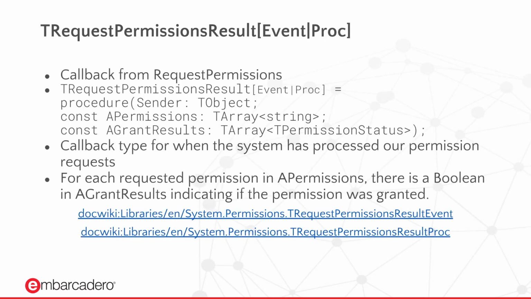This is the permissions result event handler or anonymous method. You're given back an array of permissions, the names of the permissions that you asked for, and then the results of each one individually.